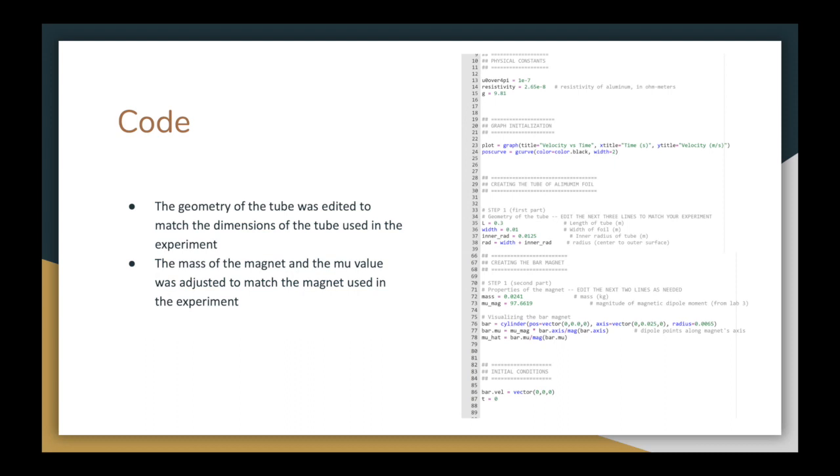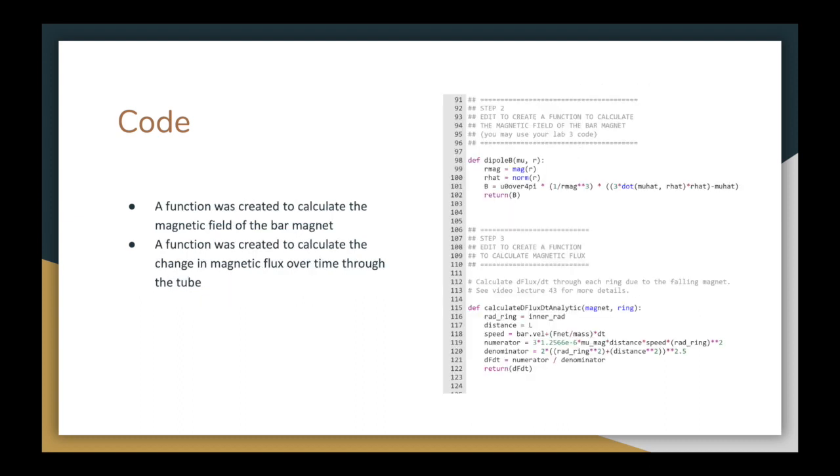First, the geometry of the tube was edited to match the dimensions of the tube used in the experiment. Then, the mass of the magnet and the mu value were adjusted to match the magnet used in the experiment as well. Next, two functions were created. One was created to calculate the magnetic field of the bar magnet, while the other was created to calculate the change in magnetic flux over time through the tube.